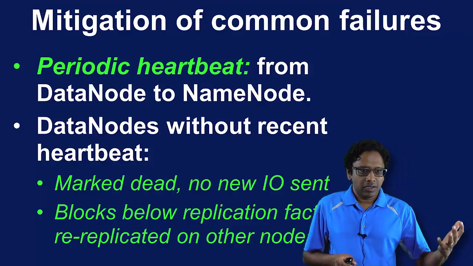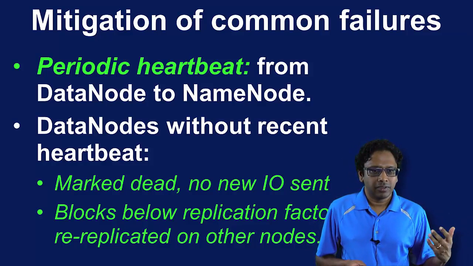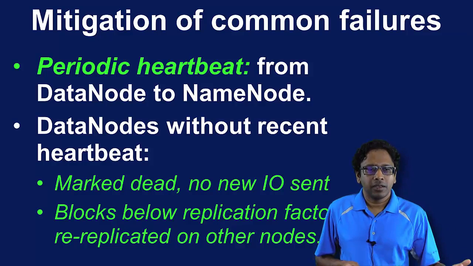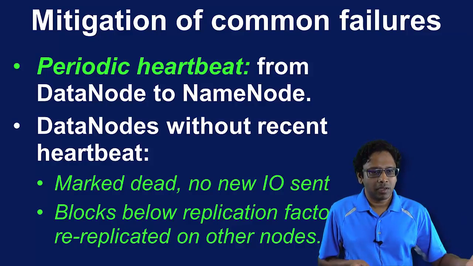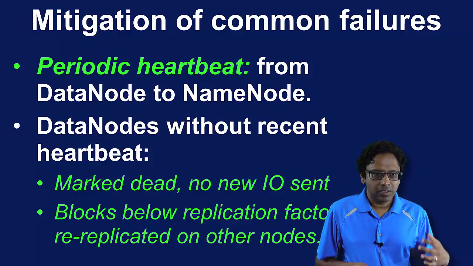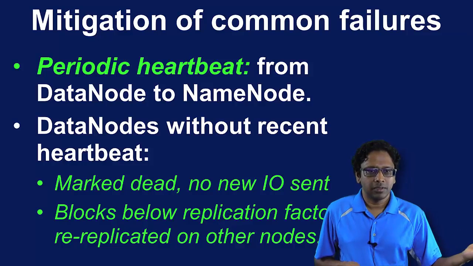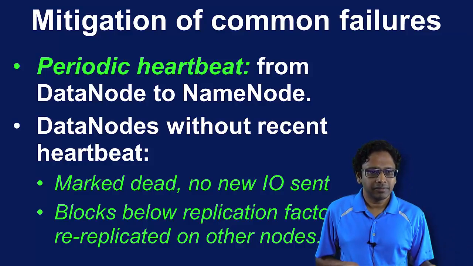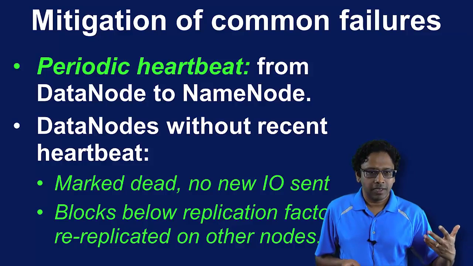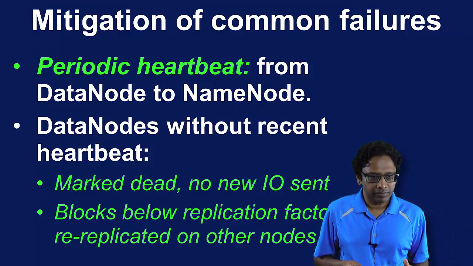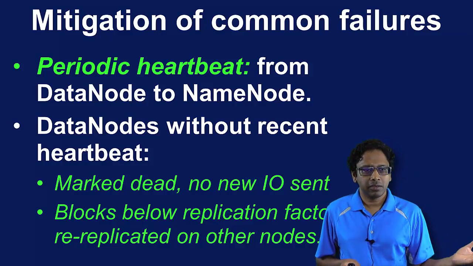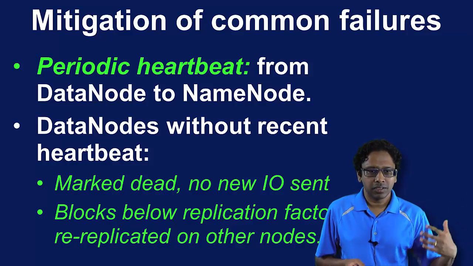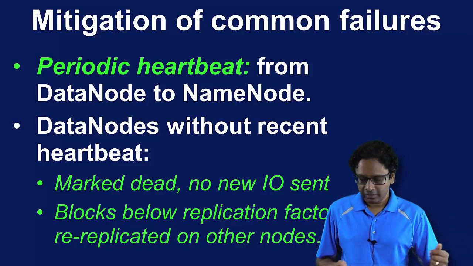Also remember that name node has information on all the replication information for the files on the file system. So it knows if a data node fails, which blocks will fall below the replication factor. Now this replication factor is set for the entire system, and also you could set it for a particular file when you're writing the file. Either way, the name node knows which blocks fall below replication factor, and it will restart the process to re-replicate these blocks on other nodes that are still connected and active.